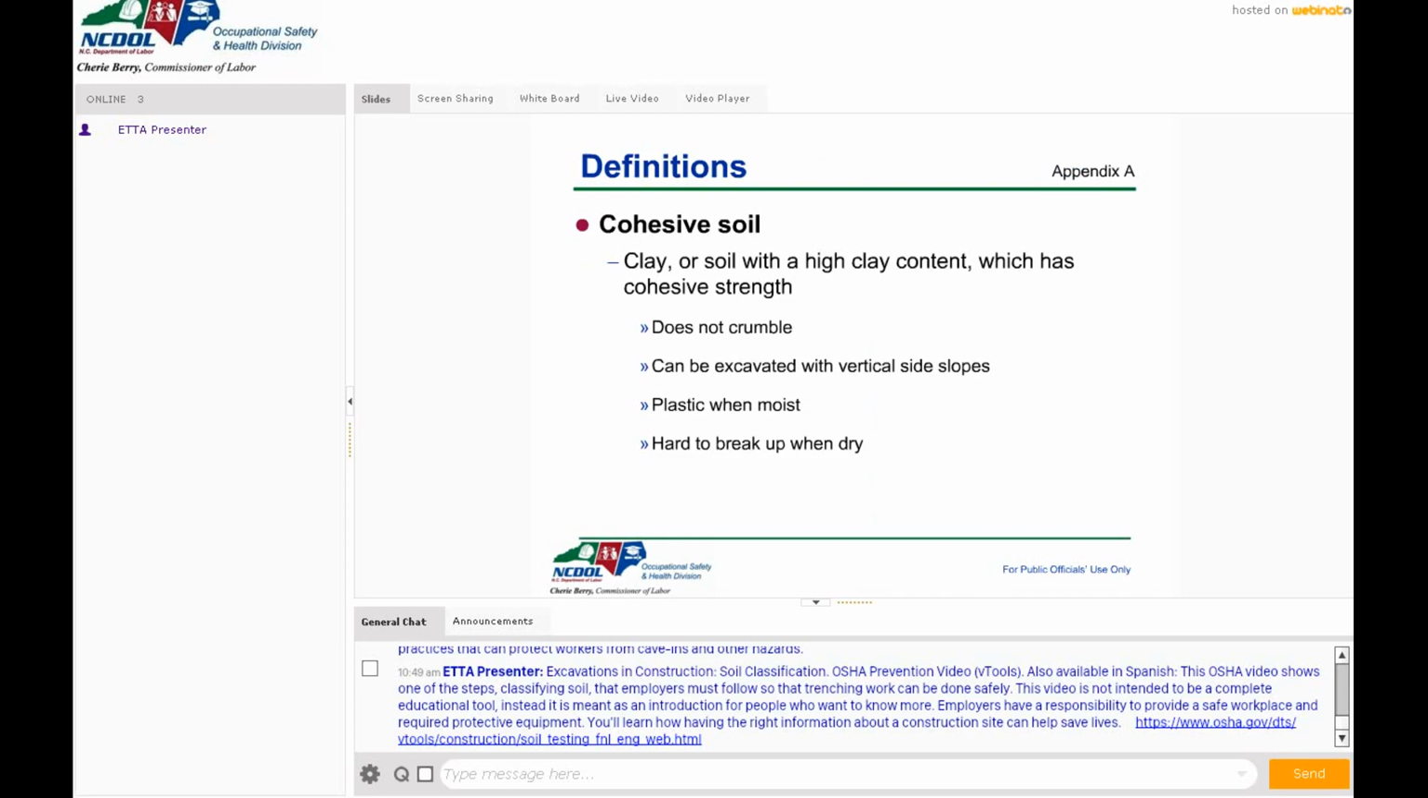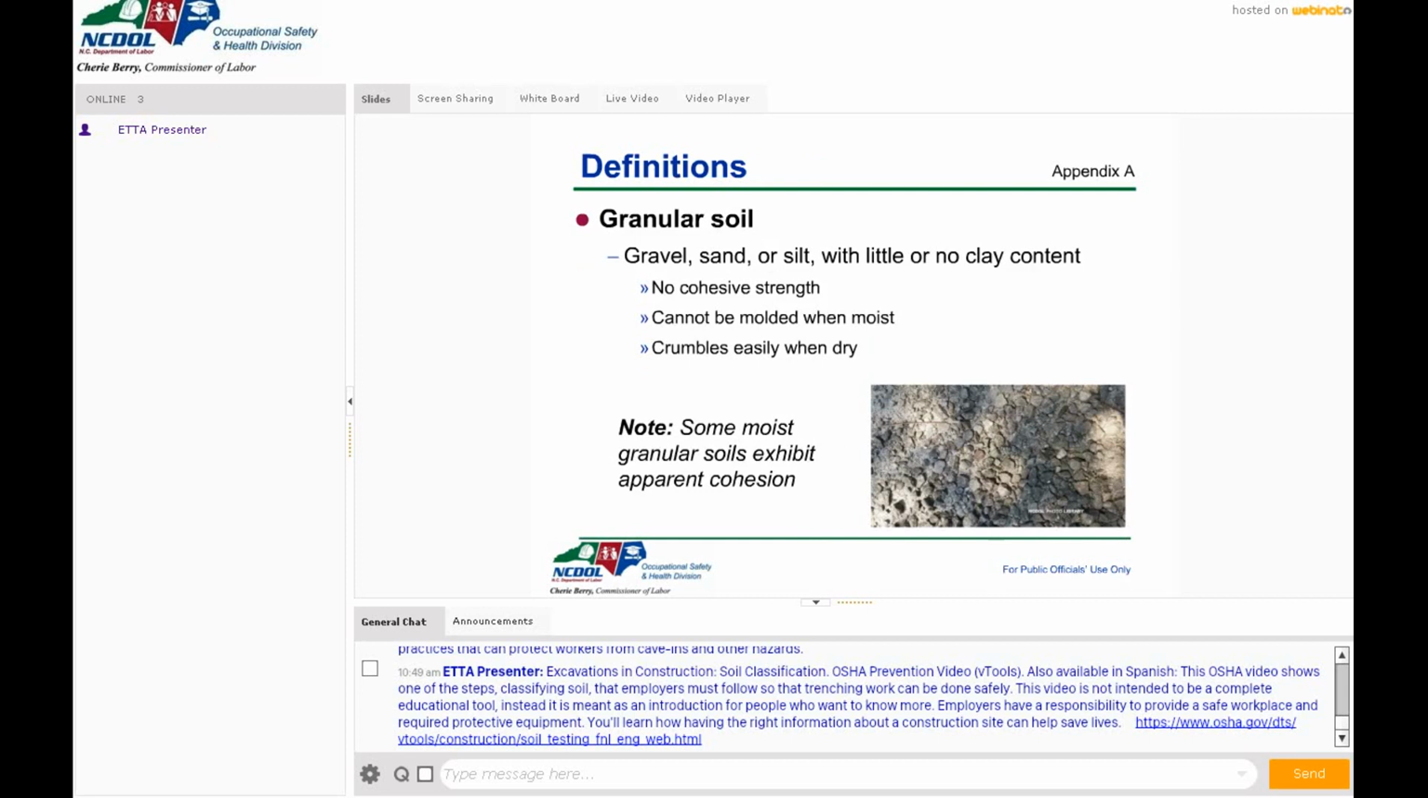And I'm not going to read all of these to you because the presentations are available to you and stuff. So here's what cohesive soil is basically talking about. Granular type of soil as well, and it goes into where it doesn't stay together very well, basically.